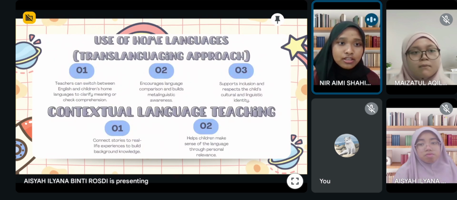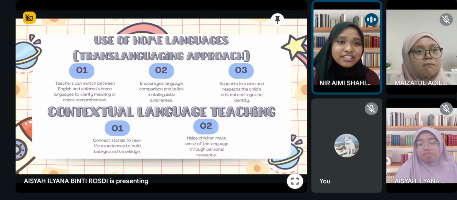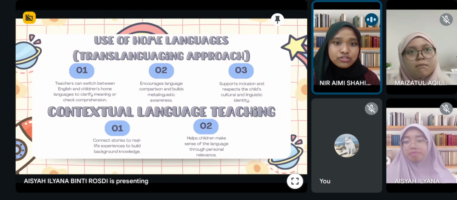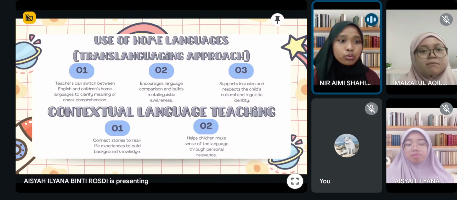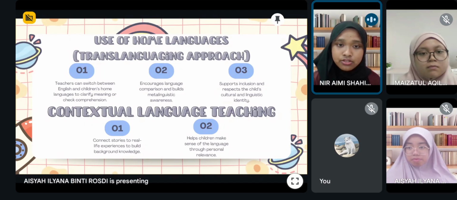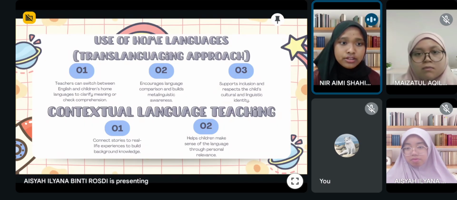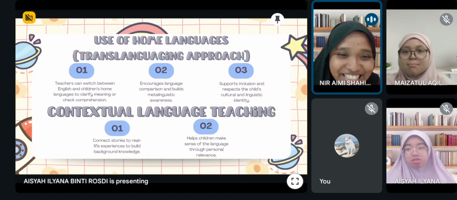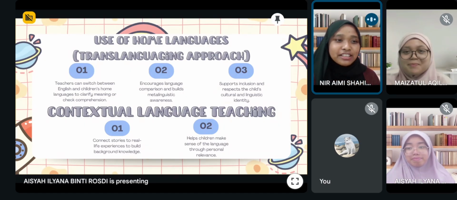Using home language through translanguaging. One of the most effective ways to support multilingual learners is through translanguaging, which means using both English and the children's home language in the classroom. For example, if a child doesn't understand a key idea in English, the teacher might explain it briefly in the child's home language. This helps ensure comprehension without interrupting learning flow.